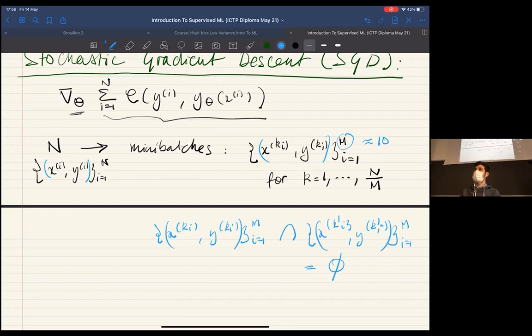Concretely, this just means you take all your samples, you permute them randomly, and then you take the first 10, then the next 10, then the next 10, then the next 10. And this is how you create your mini batches.